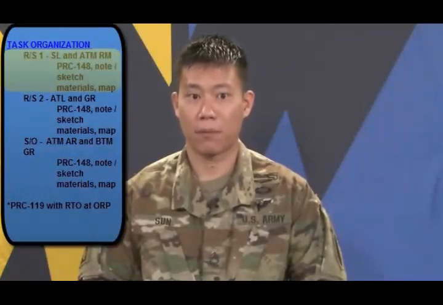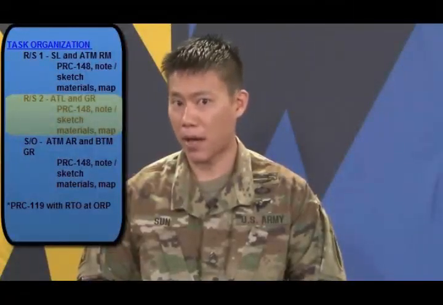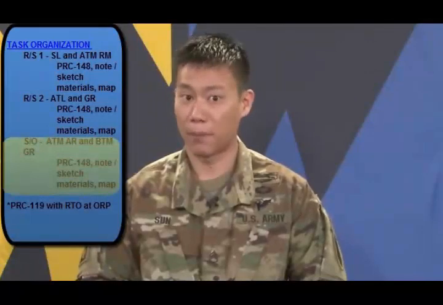This is your basic task organization of the recon. R&S Team 1 is going to consist of the squad leader and the lead team rifleman. They're going to have the PRC 148, note and sketch materials, and a map. R&S Team 2 is going to be the lead team leader and lead team grenadier. They're also going to have a PRC 148, note and sketch materials, and a map. Third is going to be the S&O position, which will consist of the lead team automatic rifleman and trail team grenadier. They're going to have the PRC 148, note and sketch materials, and a map.